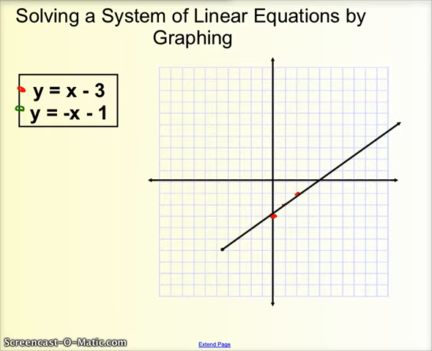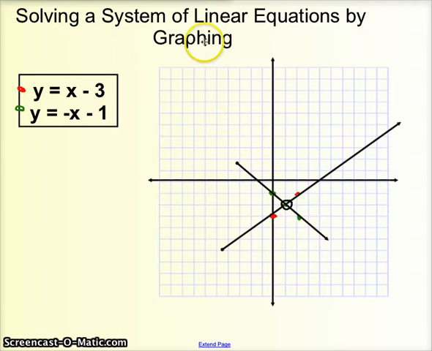Okay, now for my next equation, I have negative x minus 1. So I'll start at negative 1 and go down 1 to the right 1. Down 1 to the right 1. I can pretty much stop here because I see the point of intersection, so I don't have to keep drawing points. And I can circle this point. This would be my solution. Positive 1 comma negative 2.